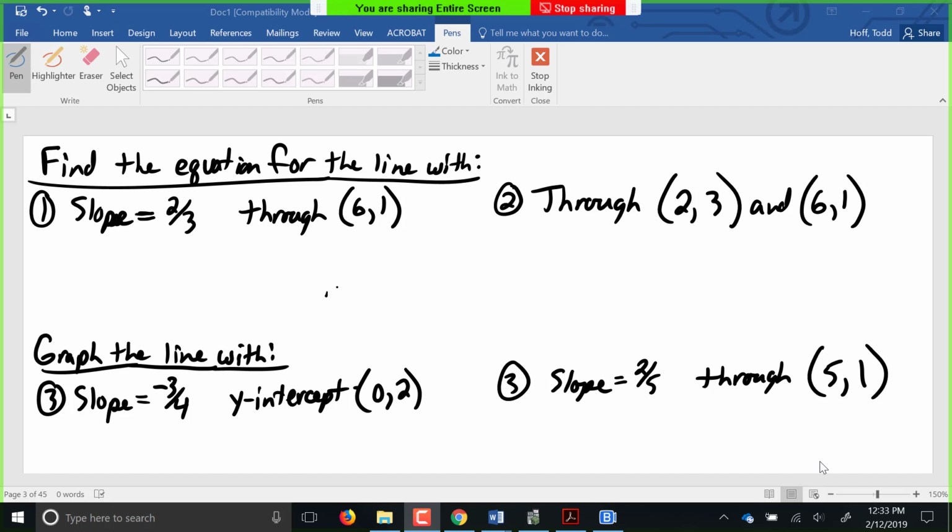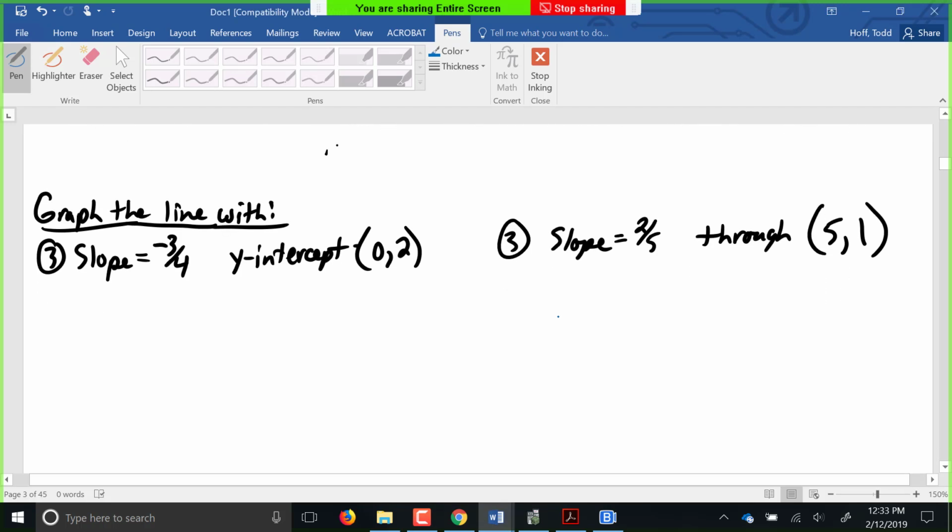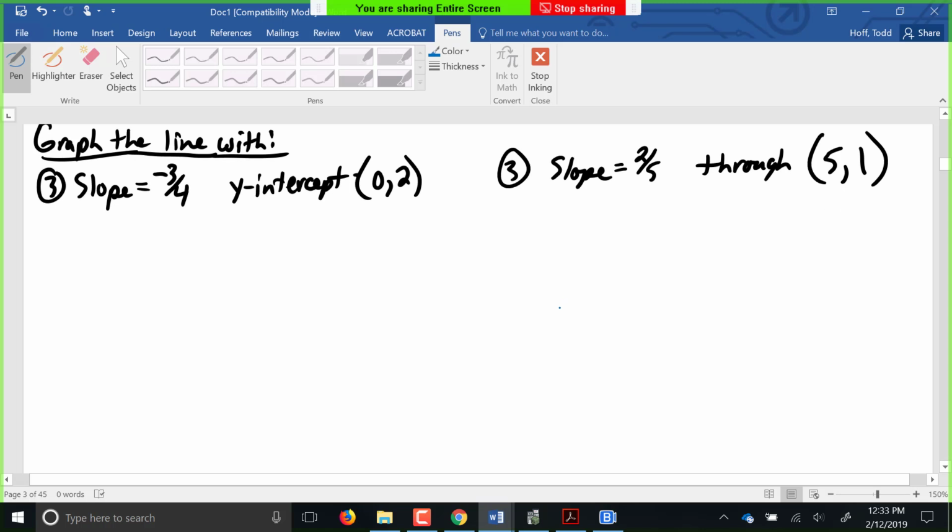I'm going to go kind of backwards. I'm going to do the bottom two first, just because I might need to erase and create more room for those top ones. So 3 and the other 3, apparently, 3 and 4, I asked you to graph those.